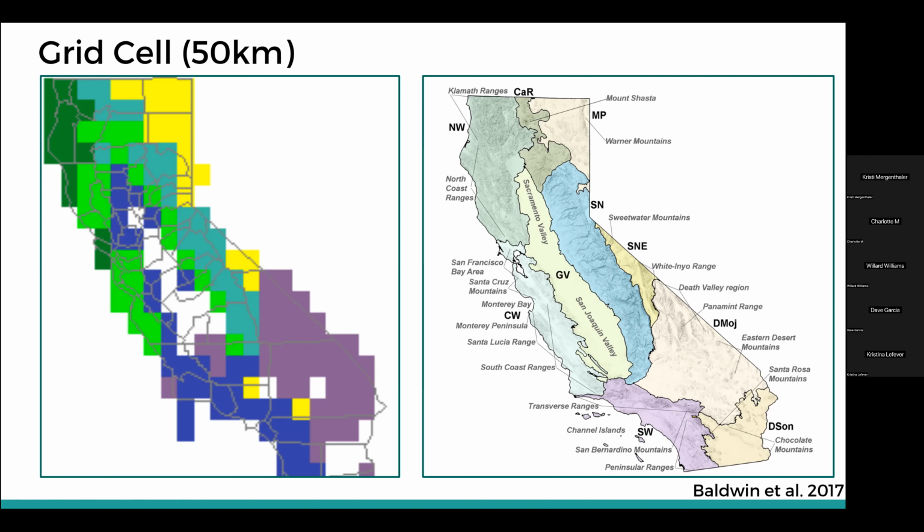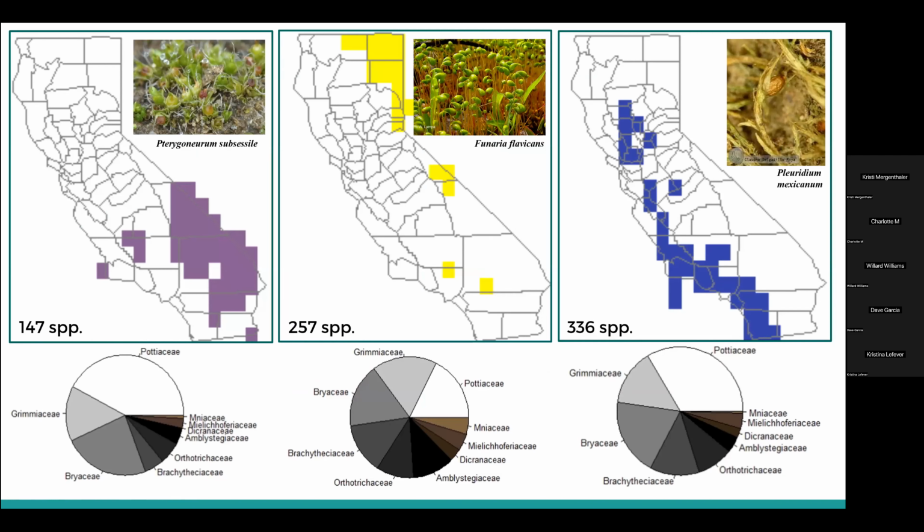And so now I want to break down each region that we have identified and talk about what differentiates them in terms of species richness, endemism, and looking at the proportion, or relative number, of species per family in each region. So looking at the first region, the desert region in purple here, has the least amount of species, but they are unique species. And so we have some endemic species here, including this one shown, Pterygoneurum subsessile. And this region largely consists of mosses from the families Pottiaceae, Grimmiaceae, and Bryaceae.